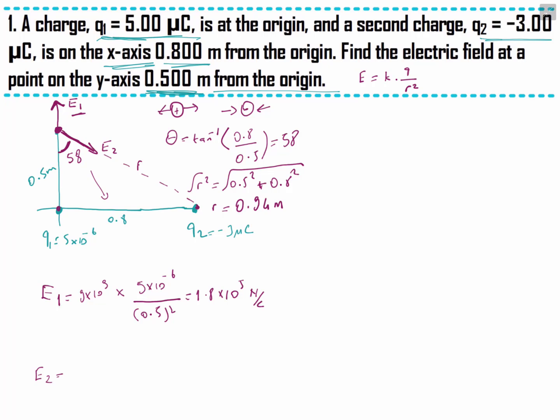E2 will be again 9 times 10 to the 9, the charge of Q2, 3 times 10 to the negative 6, over the distance between them, as we calculated, 0.94 squared. So E2 will be 3.03 times 10 to the 4 Newton per coulomb.